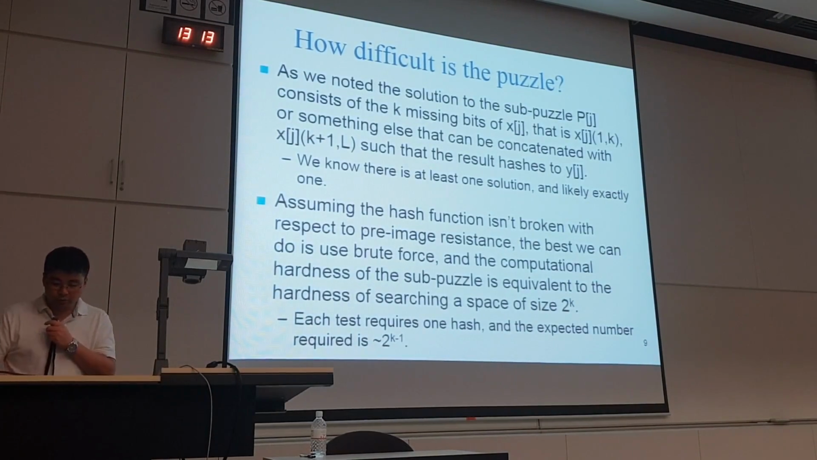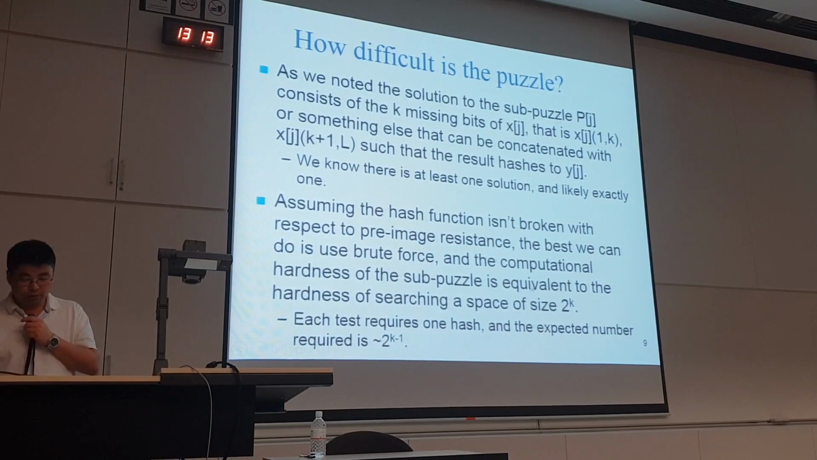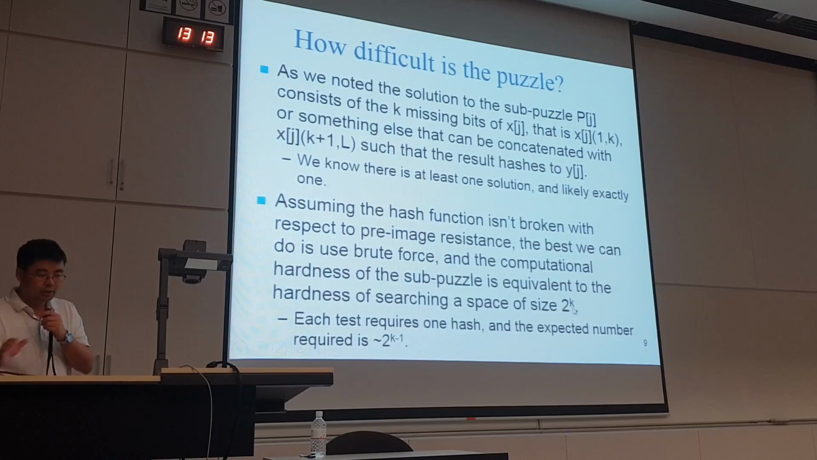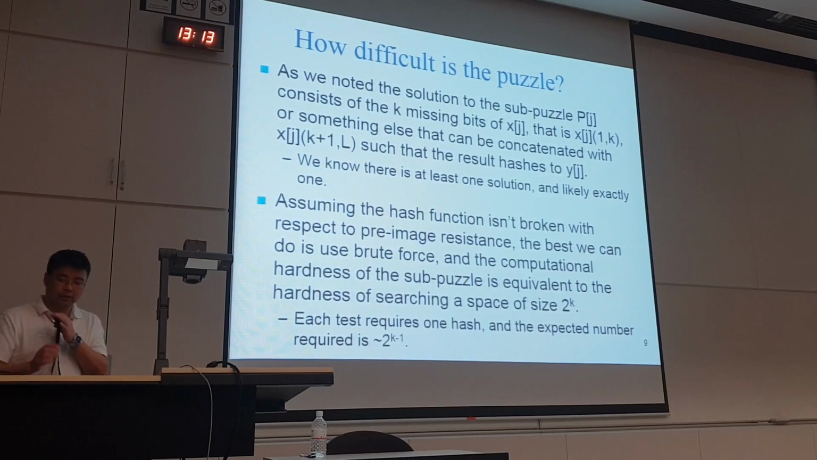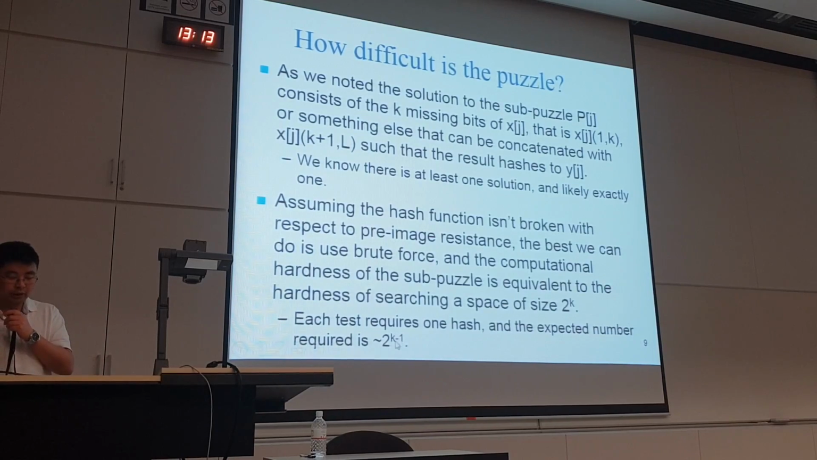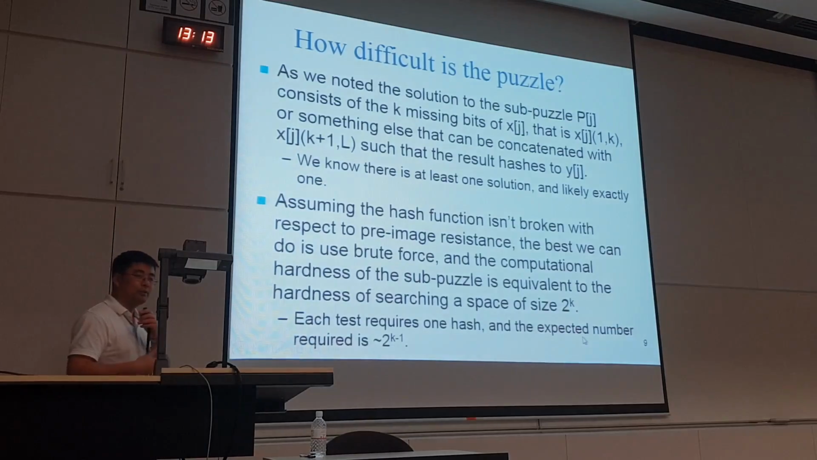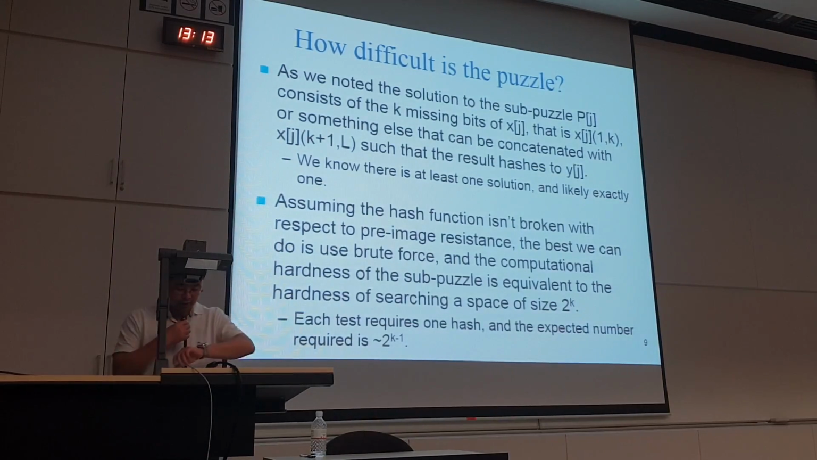So in general, in the worst case, if you want to solve a client puzzle, you need to try 2 to the power k. That means all the possible combinations of a k-bit string. So that's the worst case. But on average, you only need 2 to the power k minus 1. So this is the average, or the expected number of hashes required, right? So this is roughly 2 to the power of k minus 1.